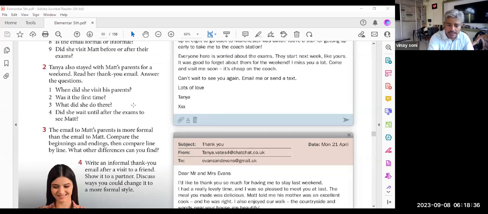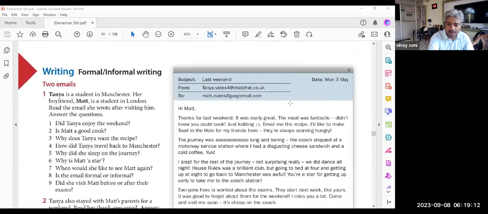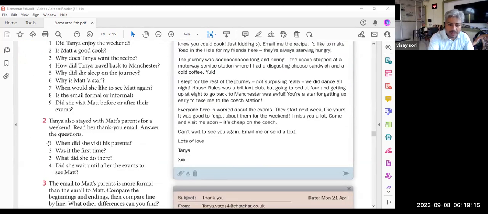When did she visit his parents? Why would you say on the 1st of May? Because it would begin the 3rd of May. Check the book. All right. She visited her boyfriend on the 1st of May. But here we are asking, when did she visit his parents, her boyfriend's parents?